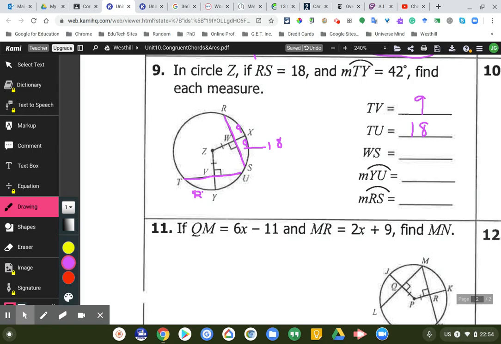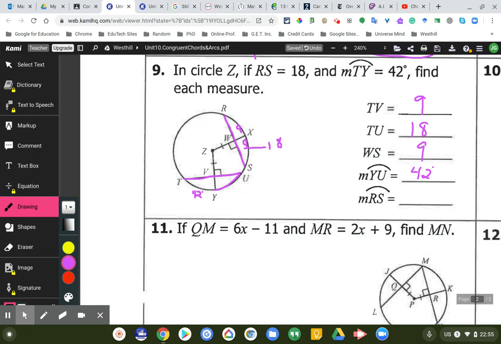Okay, WS, that's obviously 9, okay? Measure of angle YU is obviously 42, okay? Because it's just on the other side of this. They gave us half of it, all right? They gave us half of TU, but now they want the other half, which is YU. So YU is 42 as well. So 42 degrees.